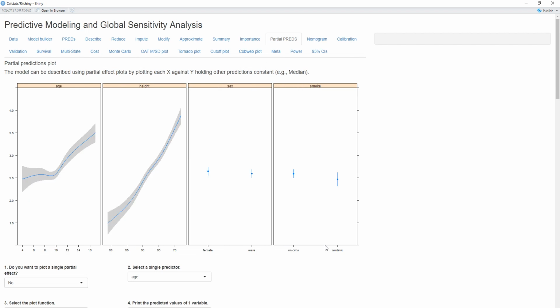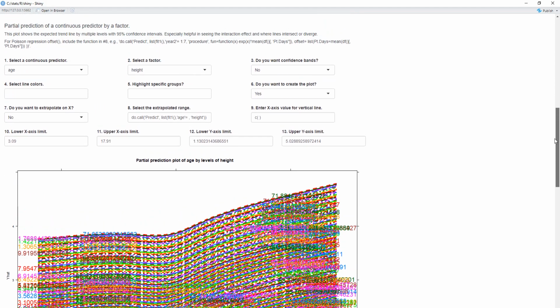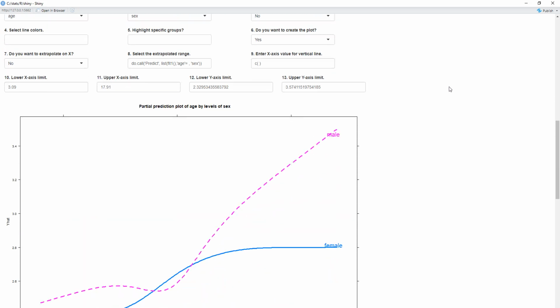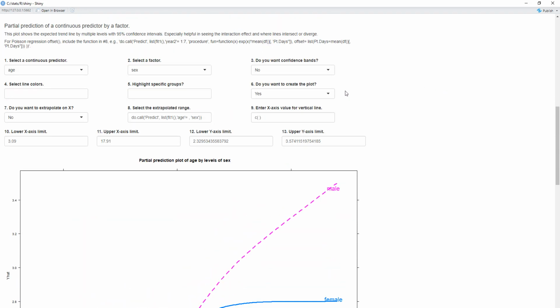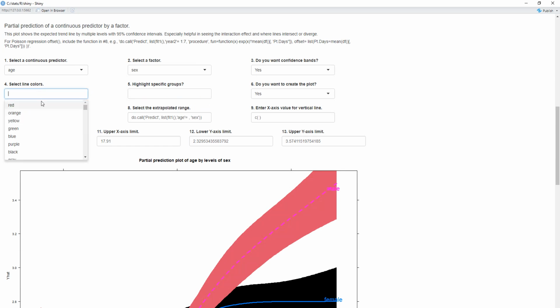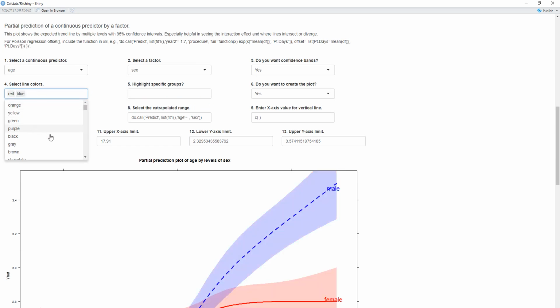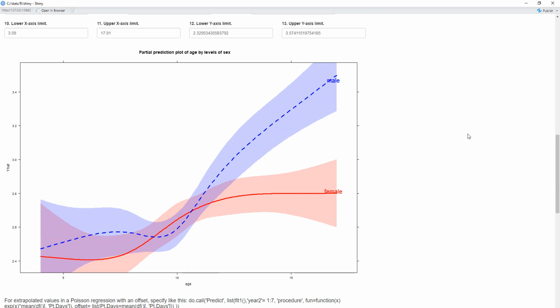We go to our partial prediction plots. We see those trends and those group differences that we looked at earlier. We're going to go down. Okay, so since we did an interaction, it's asking us to put in that interaction. We're going to see those 2 trend lines for males and females. We're going to add confidence intervals. We're going to change the lines to red and blue. So that completes that graph.